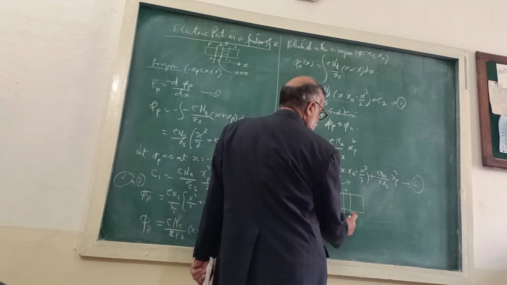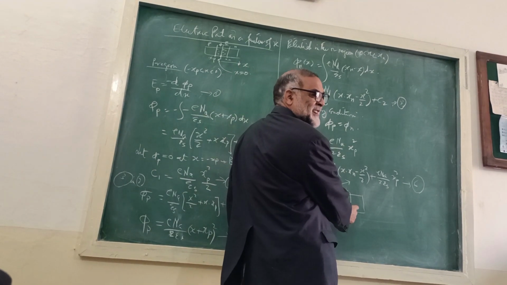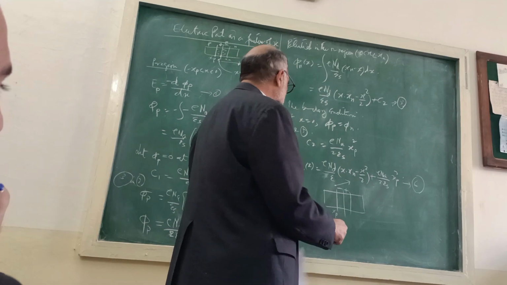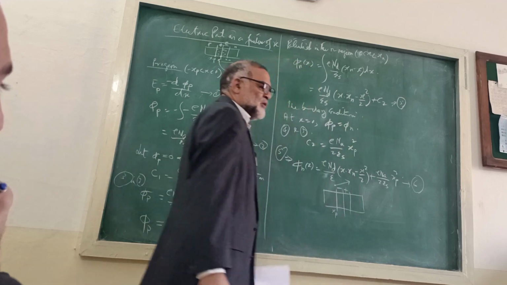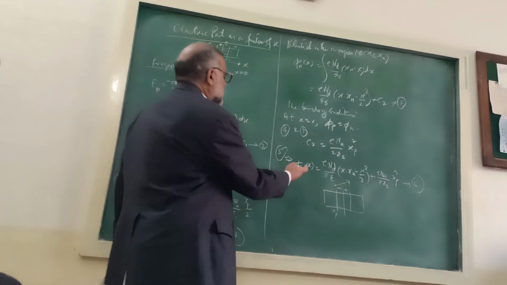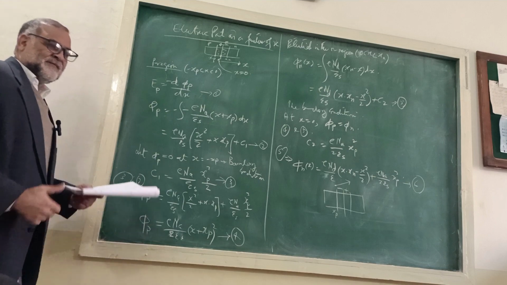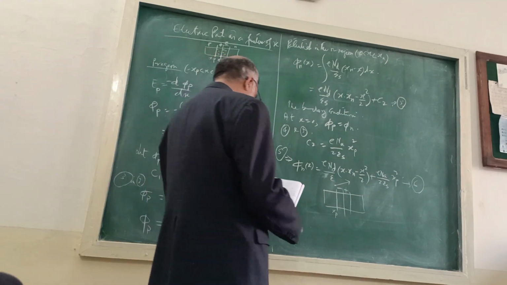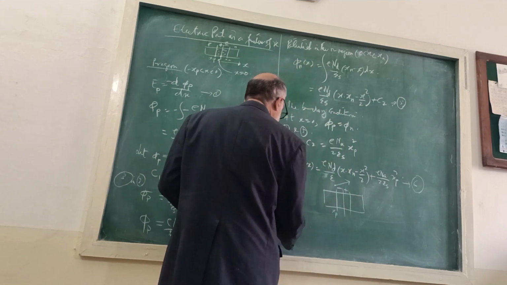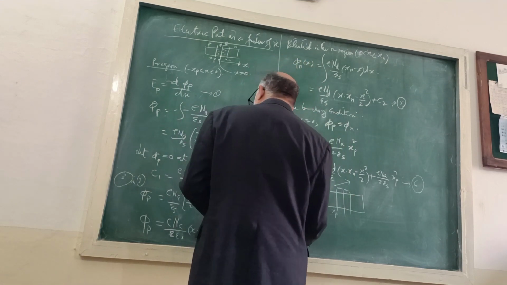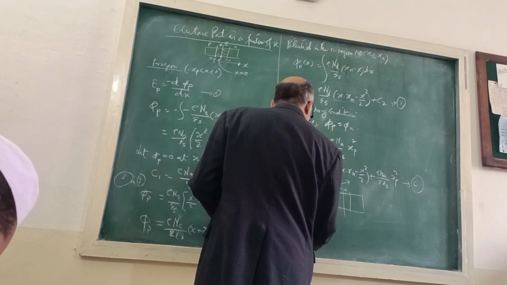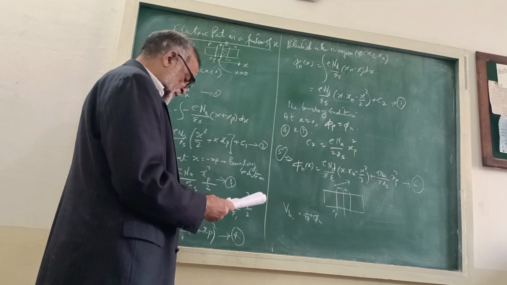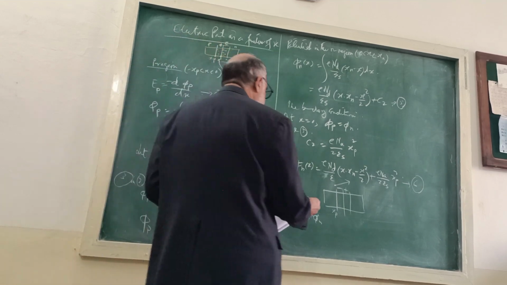So the total potential from here to here is called VBI, the potential difference. So the VBI will be equal to this plus this. So the VBI is equal to phi p plus phi n.